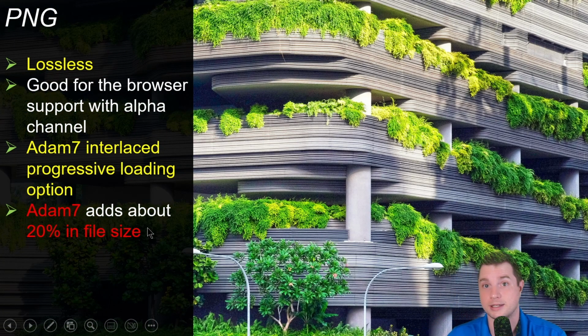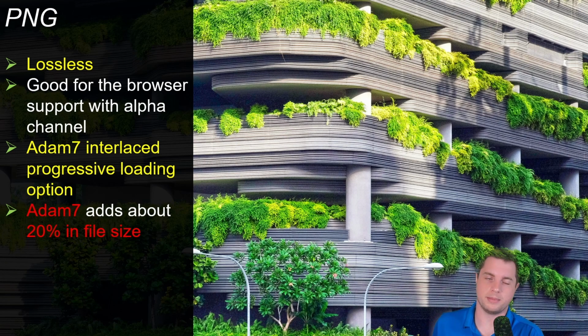PNG, lossless. So PNGs tend to be pretty big because of the lossless nature. It is the other OG of the file formats for images. Okay, so again, if you're targeting IE and not a modern browser, you're going to be limited to JPEG and PNG. And the reason why you'd use PNG over JPEG is because of the alpha support. So an alpha channel is your invisible layer, either in front of or behind the image, depending on how you have that configured. Okay, Adam7 is interlacing, so another progressive loading type.